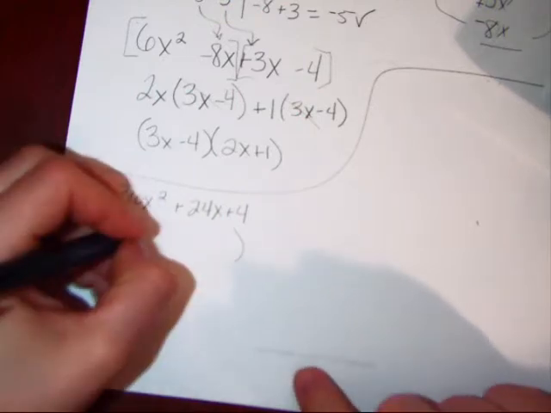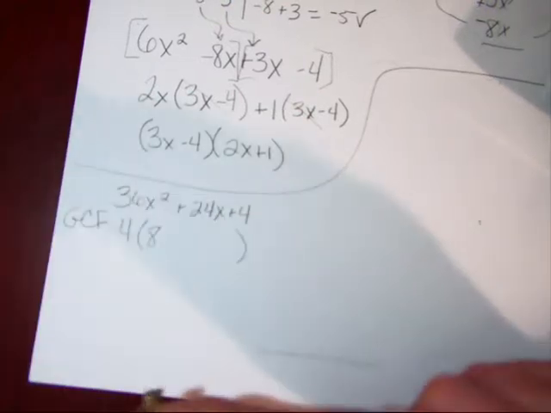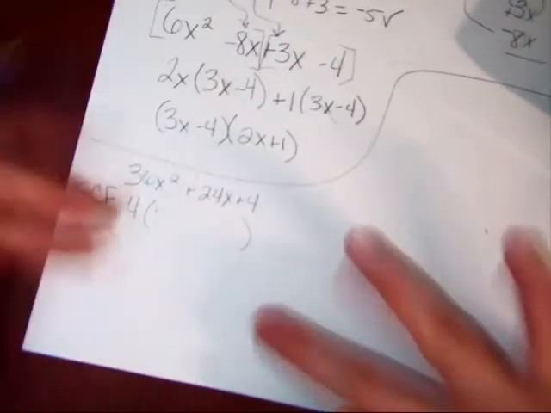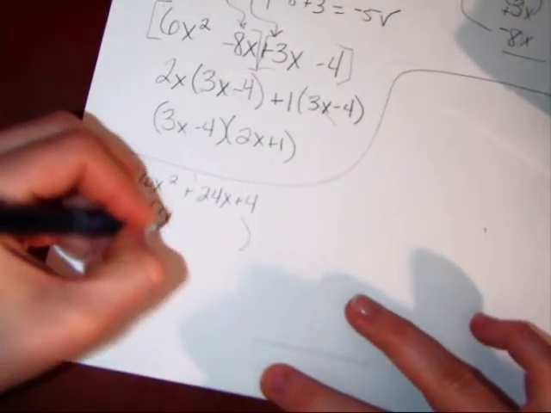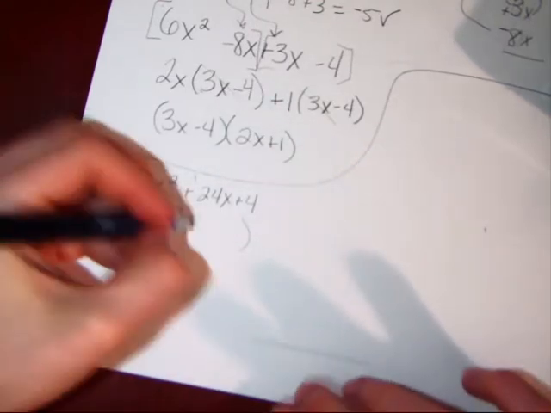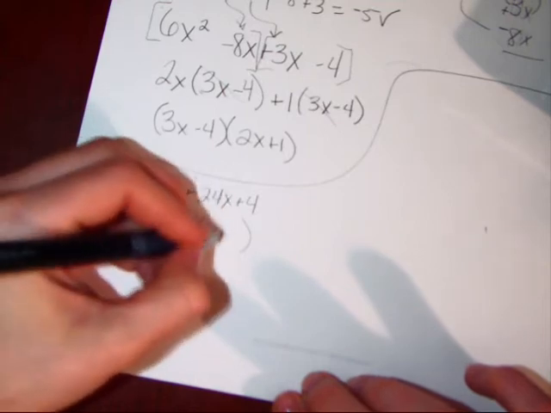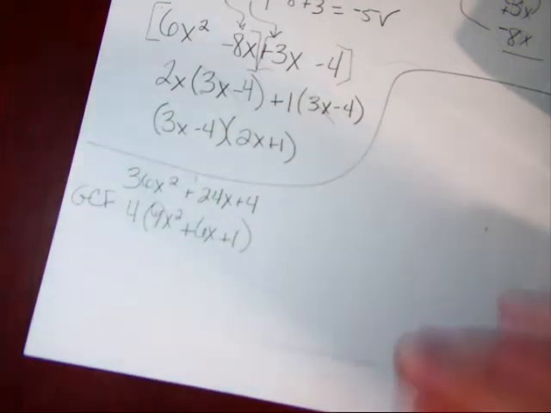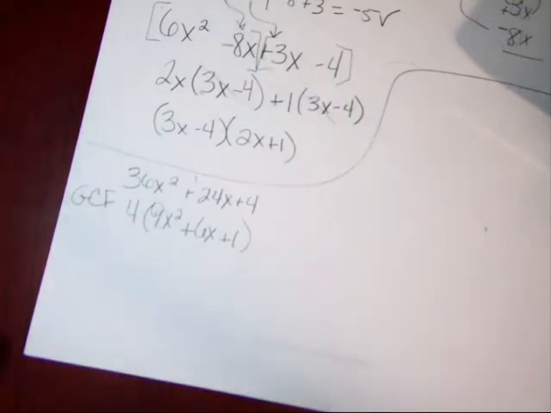36 divided by 4 makes 9, so I have 9x squared plus, 24 divided by 4 makes 6x, and 4 divided by 4 makes a 1. Now you can use guess and check or the book way. I'm going to do both ways. You can fast forward through whichever one you don't like, or you can watch both if you're still trying to see which one you like.